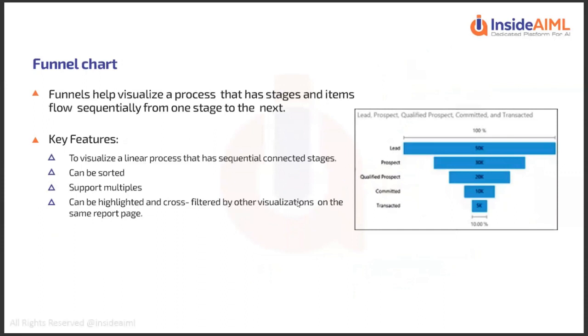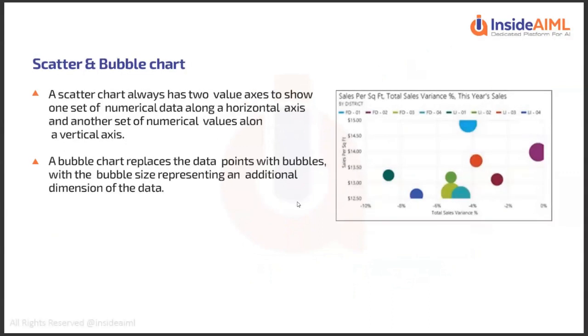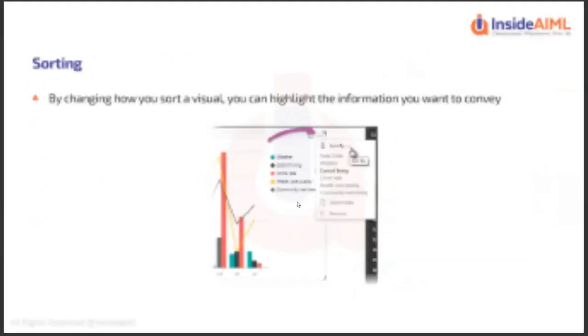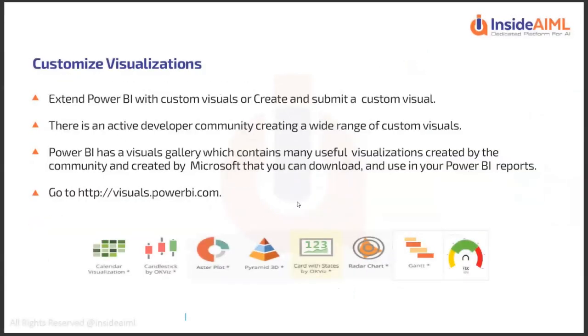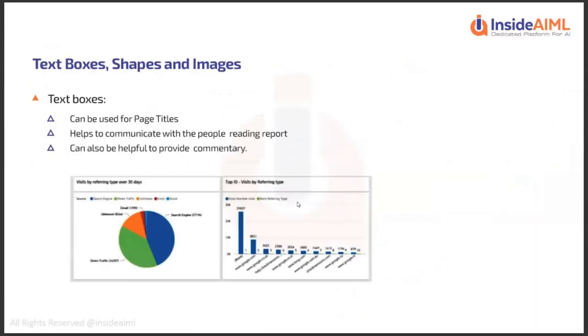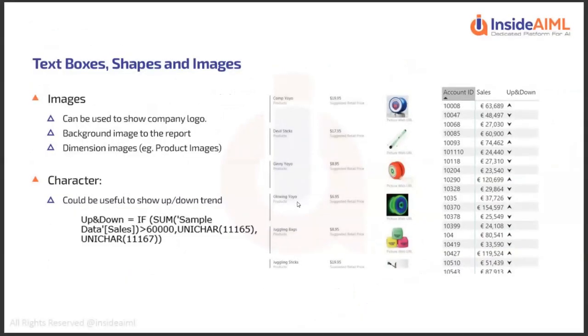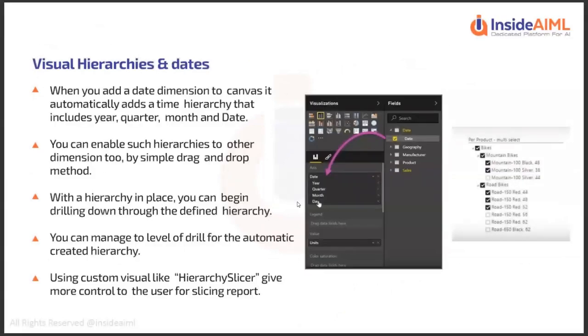Then we have the funnel chart. The funnel chart is used to display hierarchy. We have the bubble and scatter chart. You have seen how you have worked with the bubble and scatter chart, and this is how it looks. And then there is filtering. Filtering, sorting, grouping, and these customized visualizations we'll talk about. We have all these things, so we'll see them one by one.